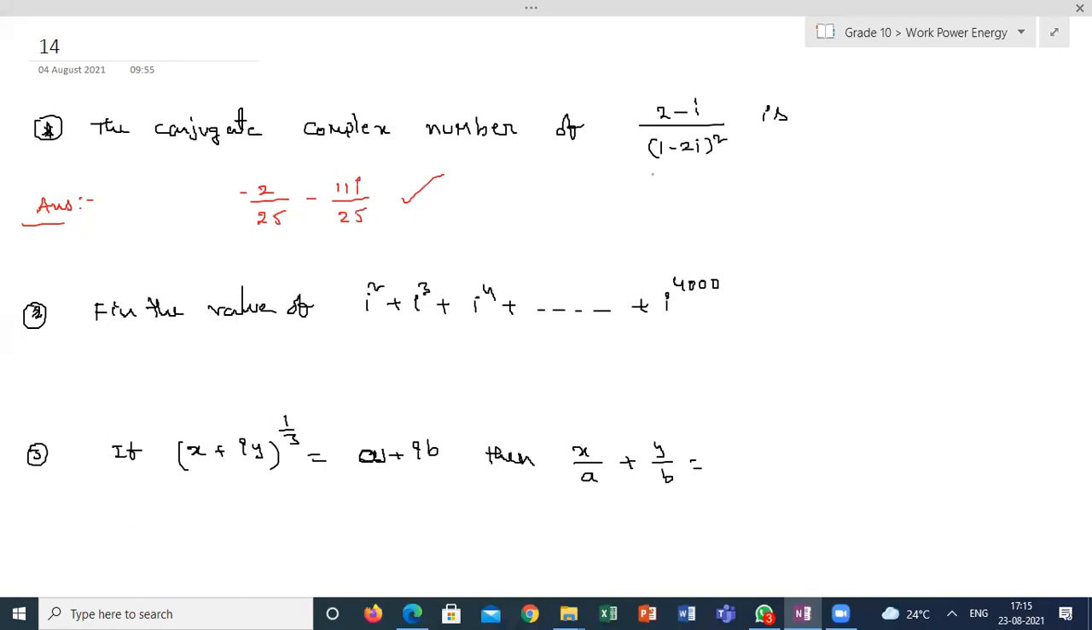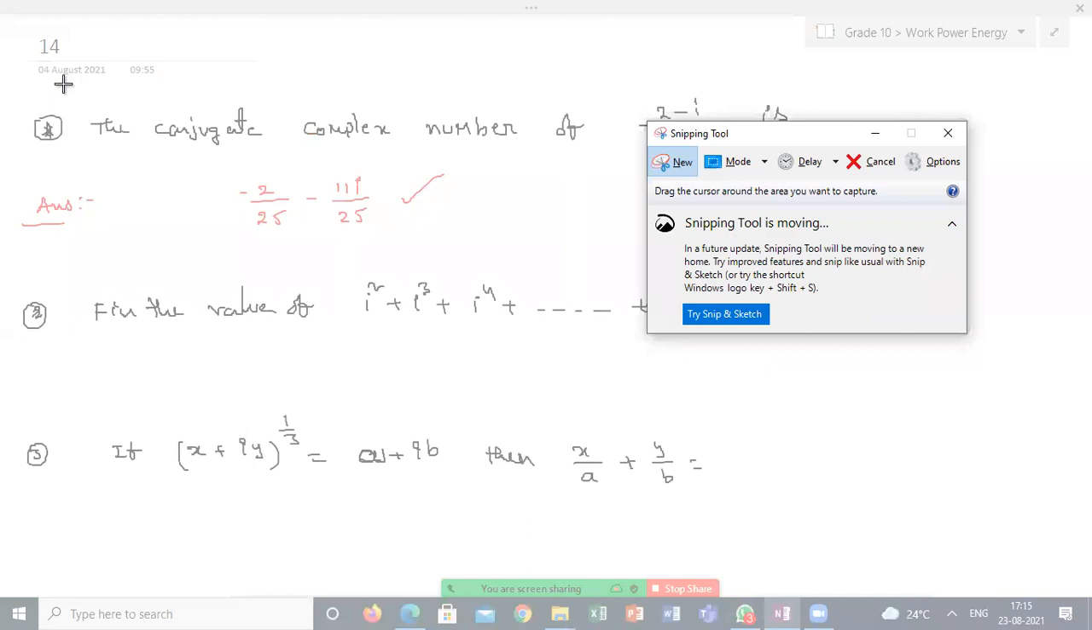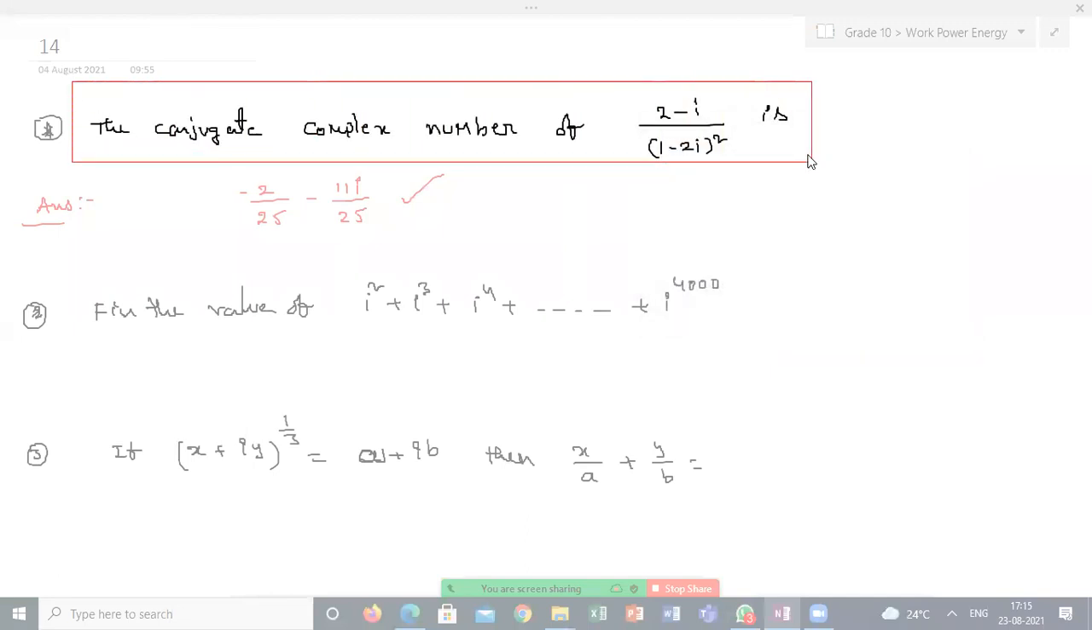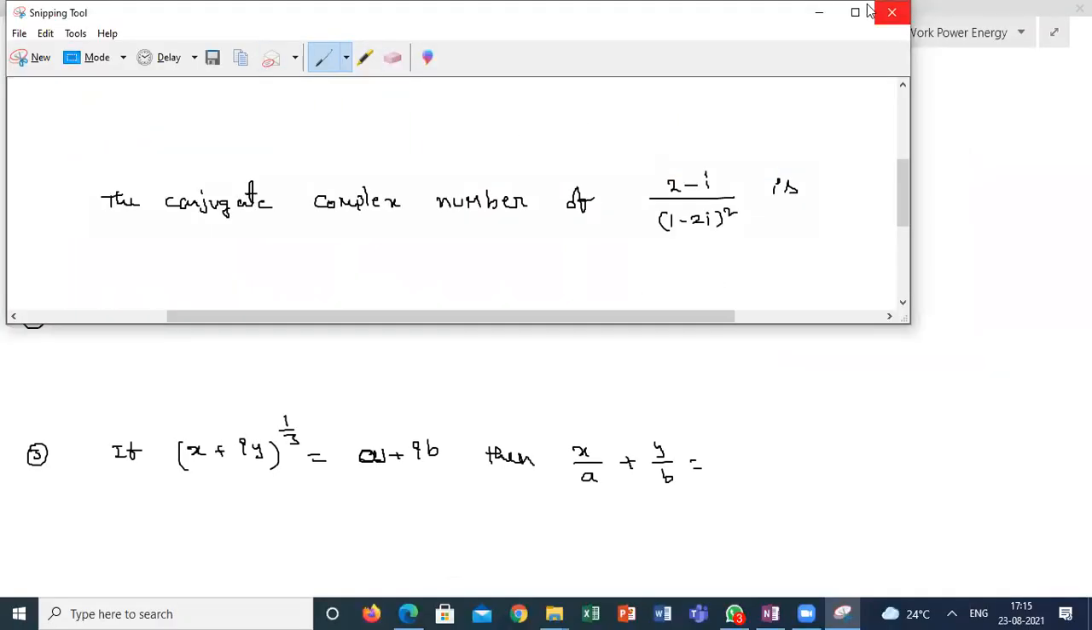So simplification is the key here. They are asking for the conjugate complex number. First simplify the complex number into x plus iy form, then you can do this easily. Those who have not yet completed the first one, please look into this. I'm going to solve it here. The rest of the people can follow the second question.